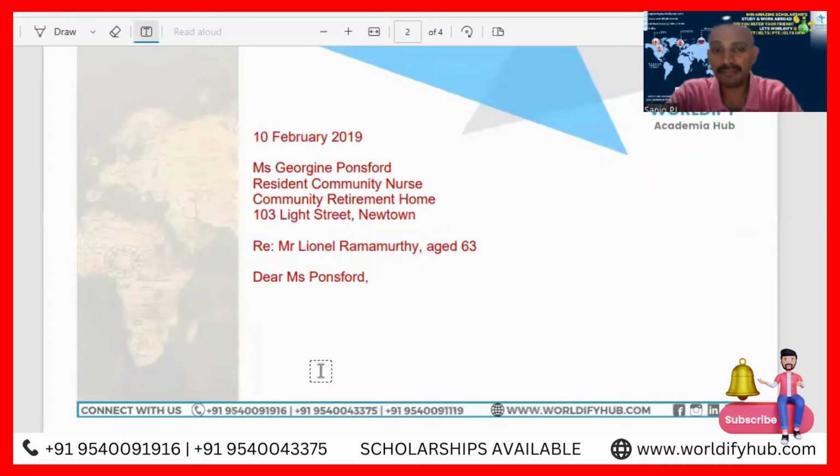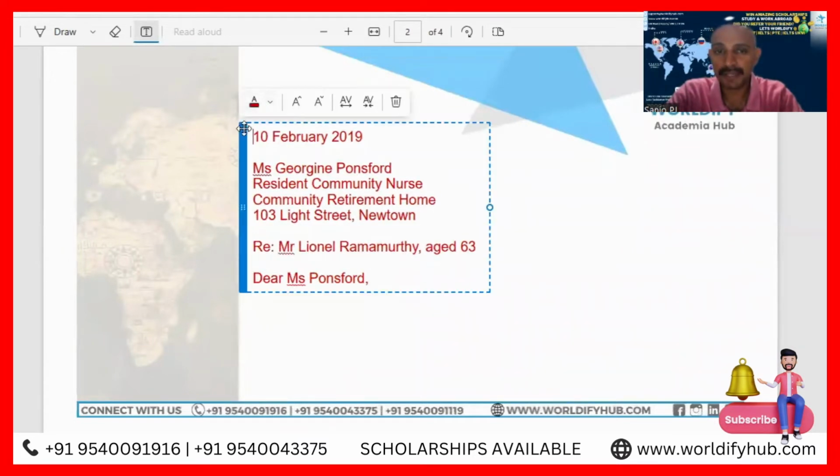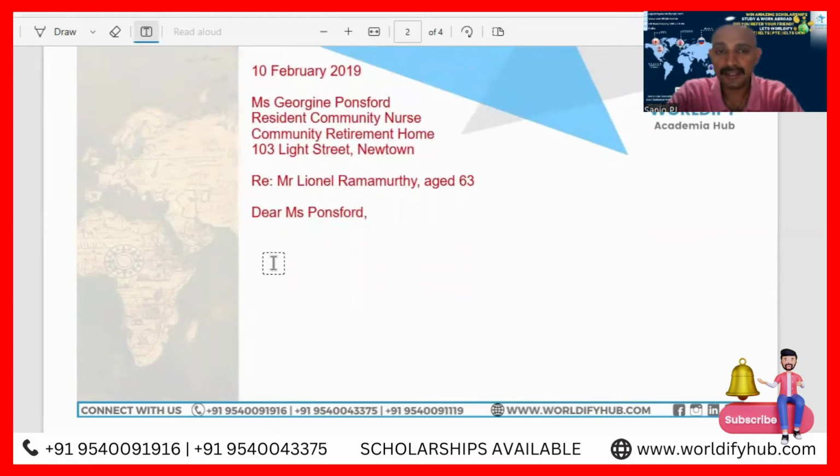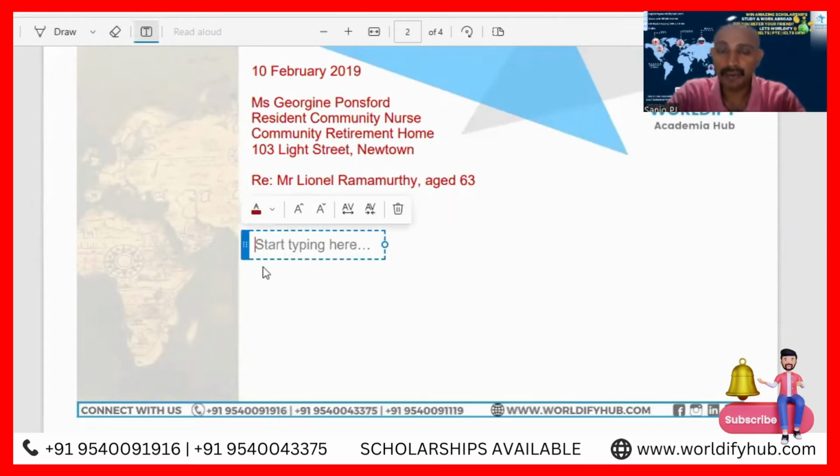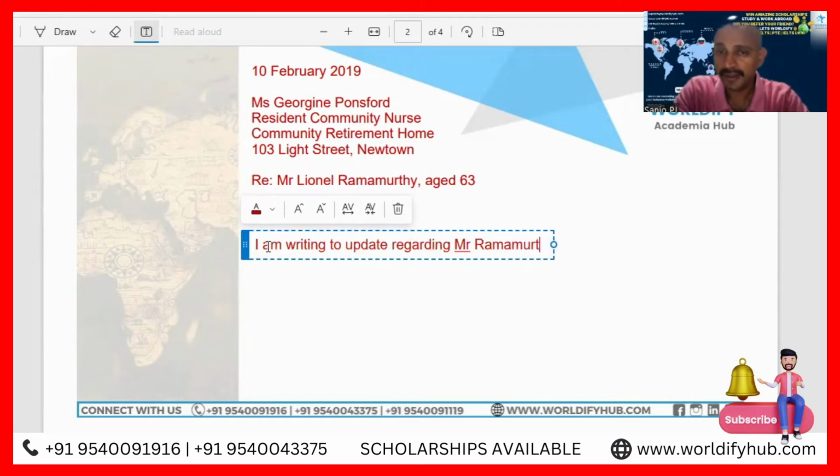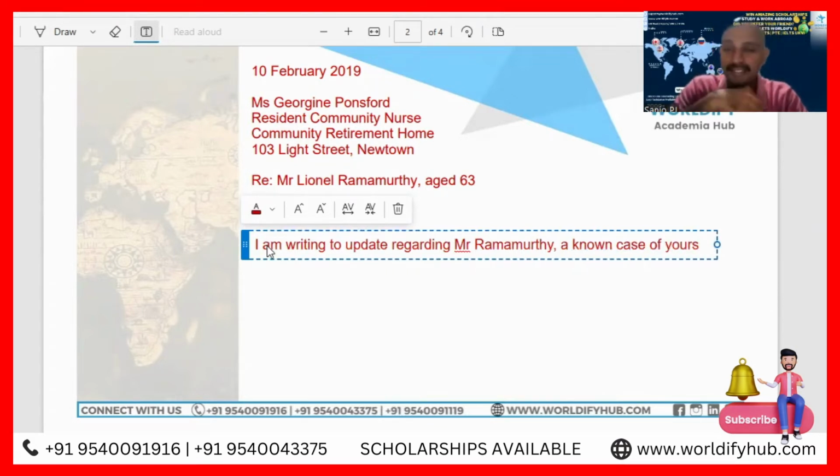Now I'll give you a few templates here for you to follow while writing the purpose paragraph for a refer back case. First of all, you need to ensure that your examiner knows that you have understood that this is a refer back case. So now how will you write this? How will you write this, right? So one way of writing it is, I am writing to update regarding Mr. Ramamurthy, comma, a non-case of yours, a non-case of yours. So I'm giving you an update. So you know this patient, I'm giving you an update.